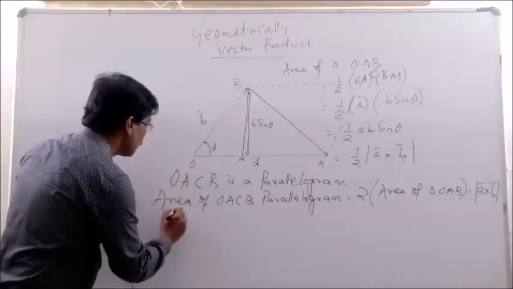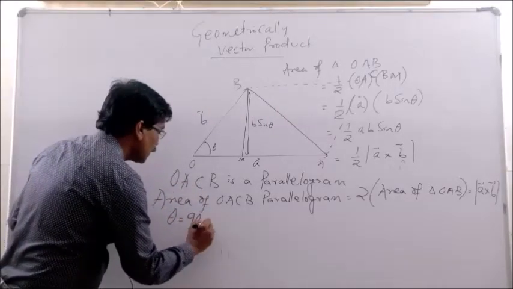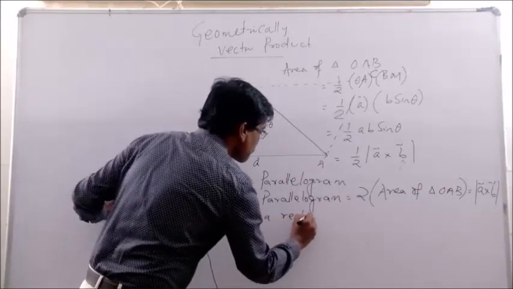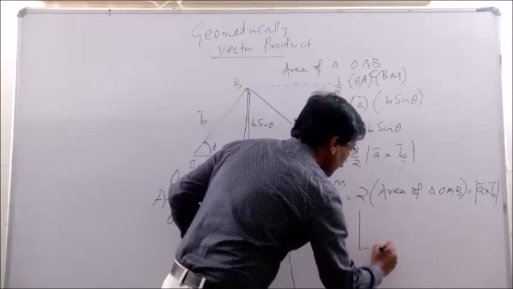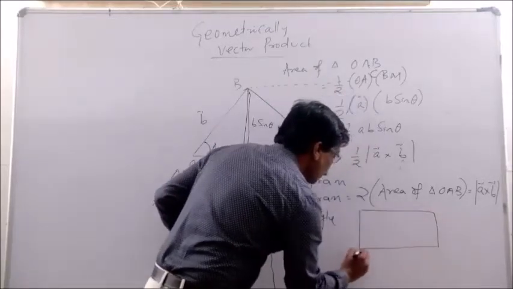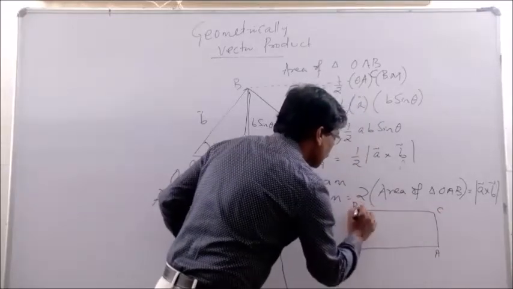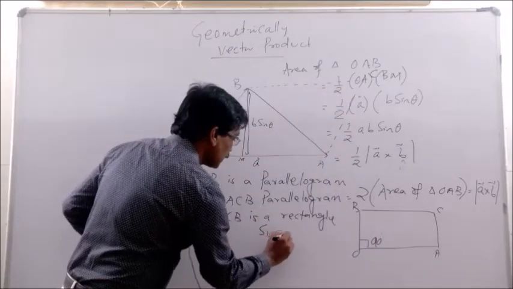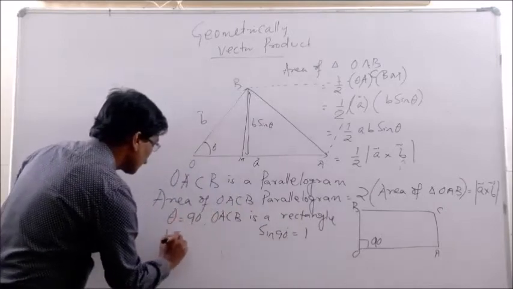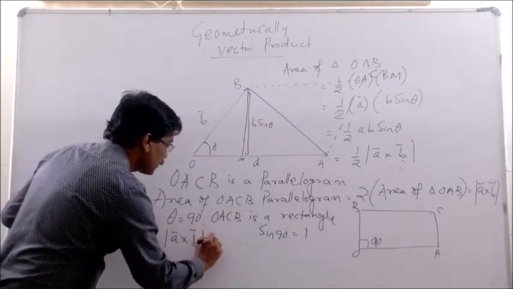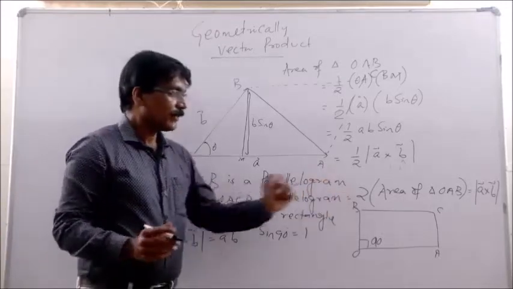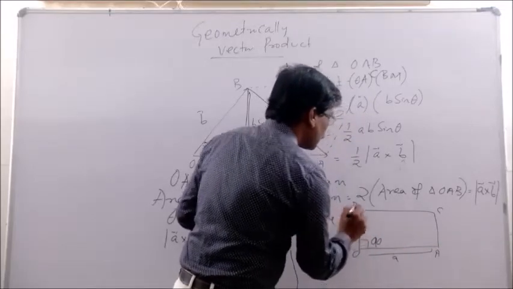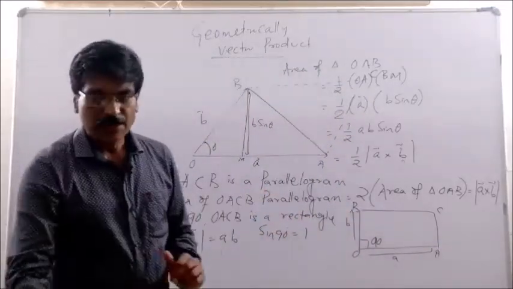If theta is equal to 90 degrees, then OACB is a rectangle, and sin 90 is equal to 1. So A cross B is equal to AB. So the area of a rectangle is nothing but the product of its length and breadth. The two consecutive sides are A vector and B vector.